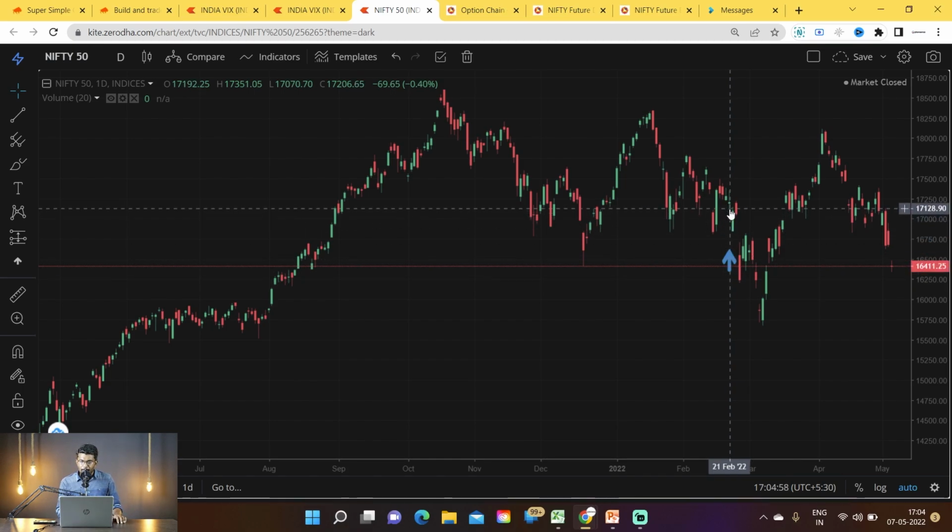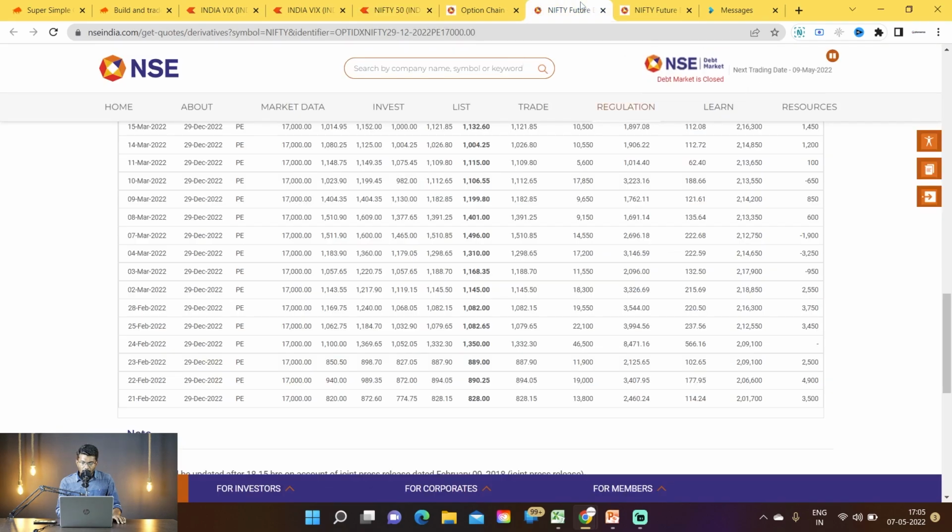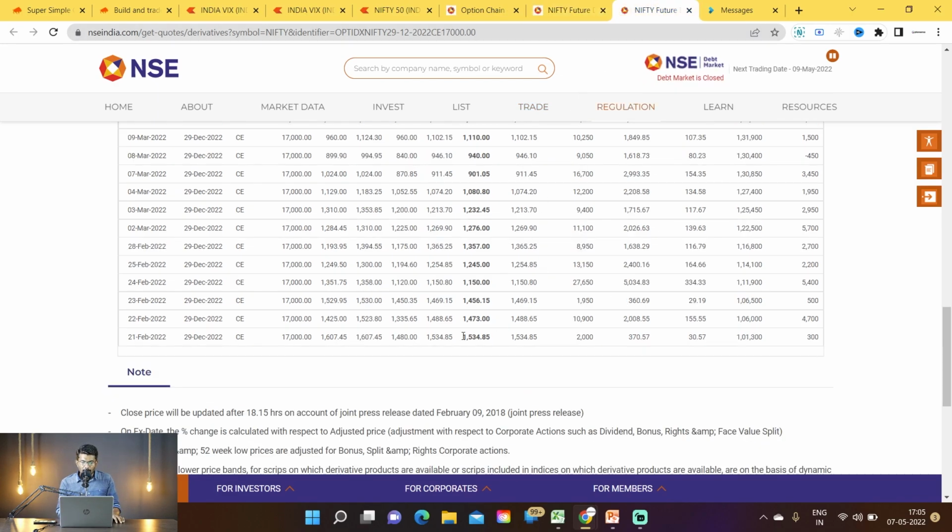On that day, let us say you have taken a short straddle. Now, if you had taken a 17,000 short straddle on 25th of February, see how much the premiums are. On 25th of February, the put option was trading at 828, and on the same day, the call option was trading at 1534.